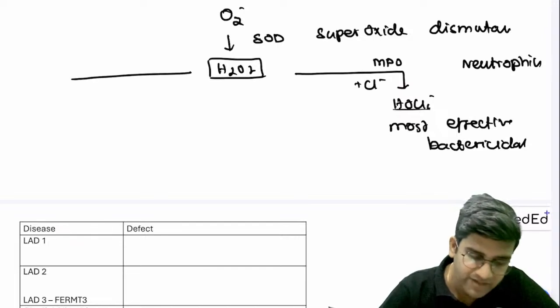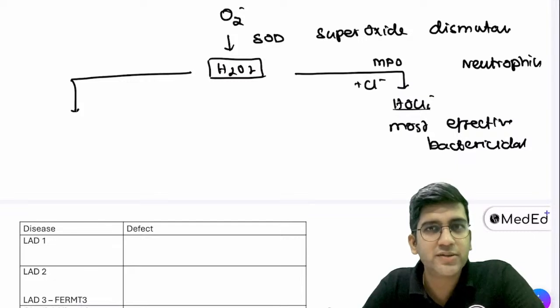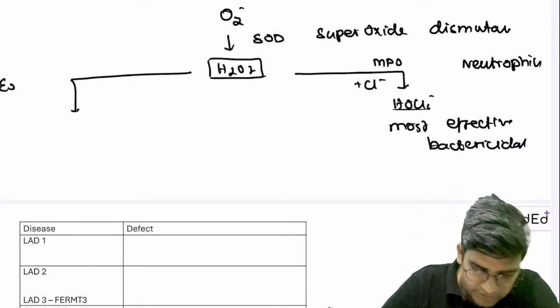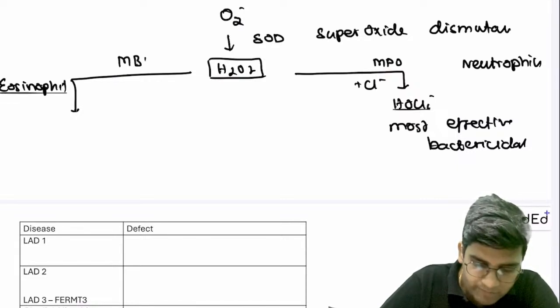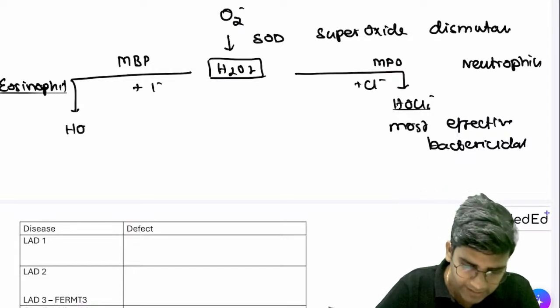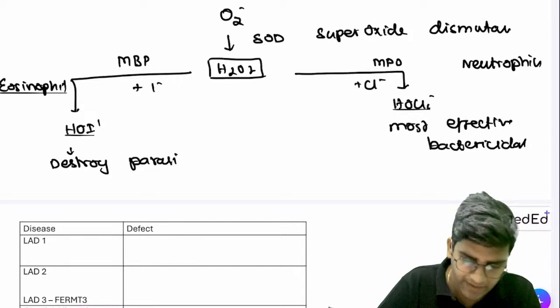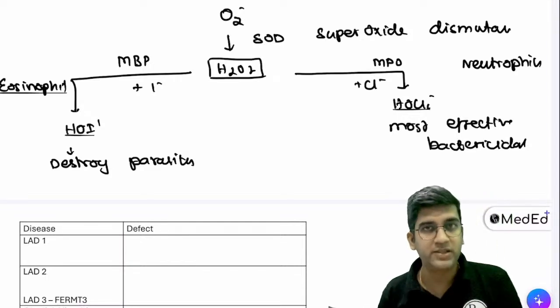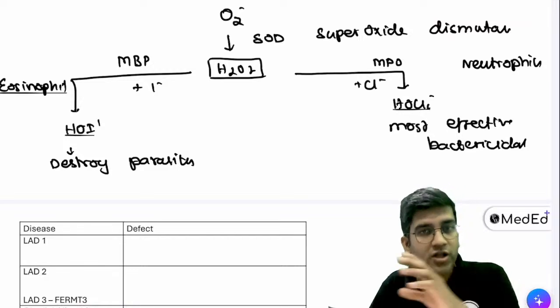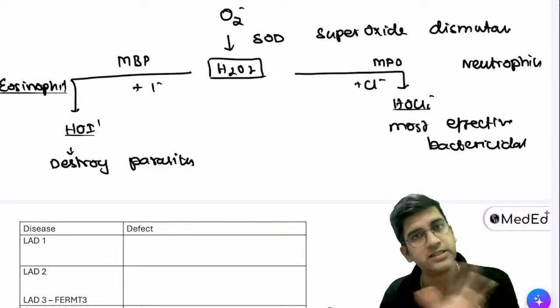If I'm having a patient with parasitic infection, what WBC will come into play? It's your eosinophils. If it's eosinophils, I'll have a different outcome. I have a protein called major basic protein. It's an enzyme like myeloperoxidase. With iodine, it forms HOI, and this destroys parasites. They destroy the chitin of the parasites. That's why I have different WBCs for different infections and inflammations, because HOCl cannot destroy parasites, HOI cannot destroy bacteria. That's why I have two different cells and two different things.